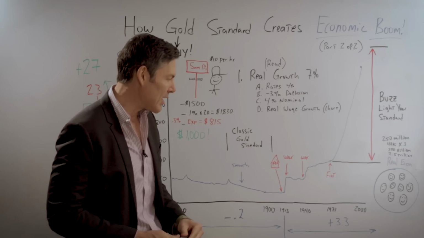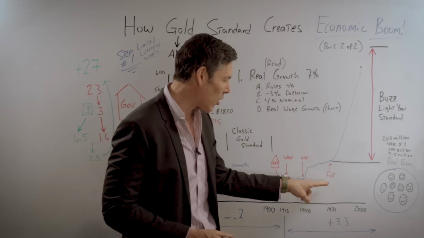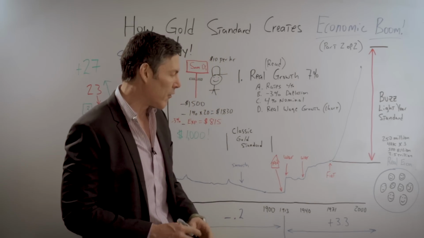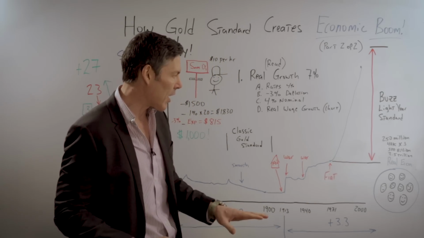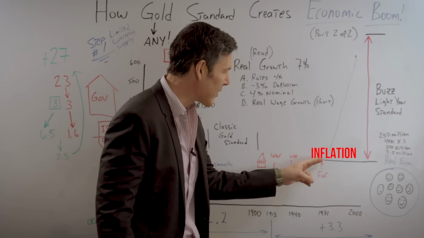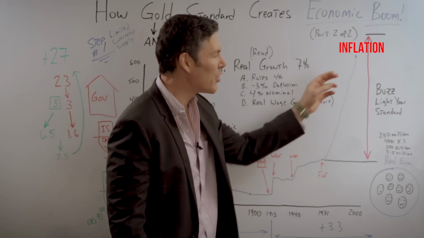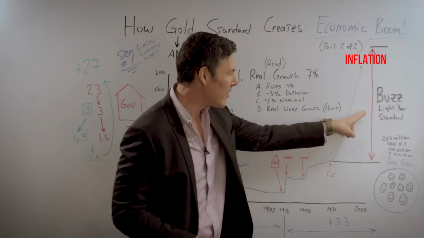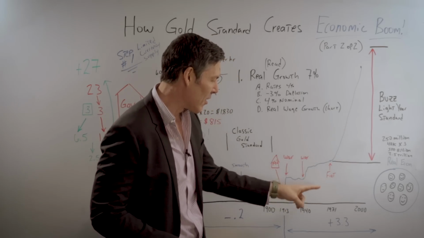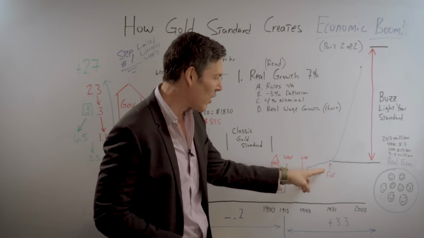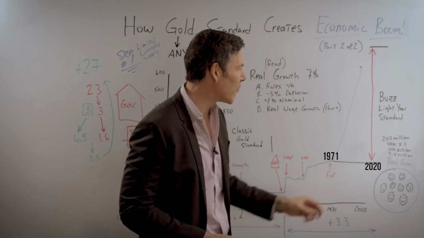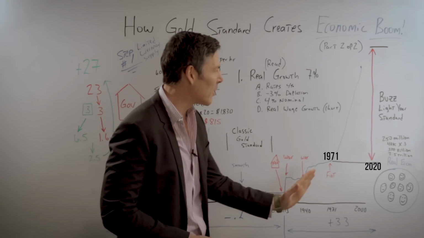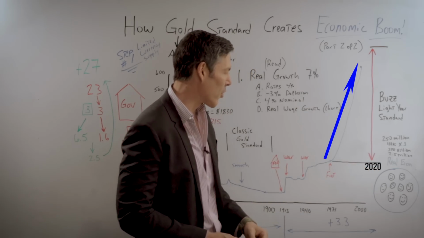1971, the amazing year when we went off the gold standard and went full on Fiat. And inflation at this time goes through the moon. And I call this the Buzz Lightyear standard from 1971 to today. Inflation goes up, straight up in a vertical line.